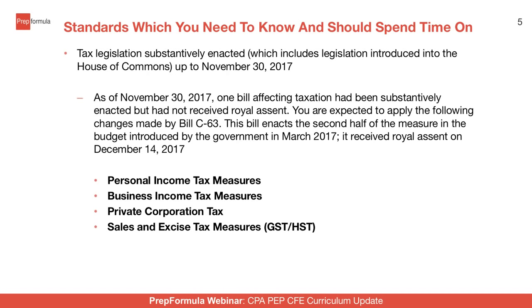And from a tax perspective, we're going to cover 4 major changes: personal income tax measures, business income tax measures, private corporation tax, and sales and excise tax measures, okay? One small caveat: you are not responsible for HST or for provincial tax on your general exams. But what I found really interesting is the excise tax measures that were brought in. They target a potential scenario that I think is highly examinable. So I'll cover those in a second.